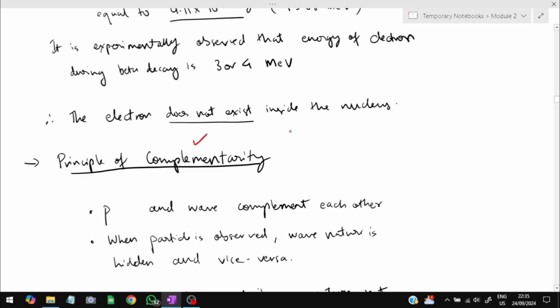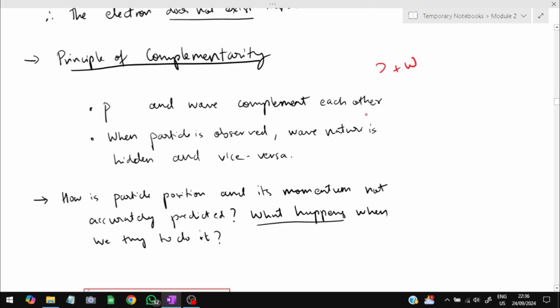Next, we have the principle of complementarity. What is complement? Complement means if two things add up together and form a better version, like 2 plus 2 equals 4. So this is complementing this. In here also we have two things which are complementing each other, which is the particle nature and the wave nature. When the particle nature is observed, the wave nature is not observed, and vice versa. When the wave nature is seen, the particle nature is not seen.